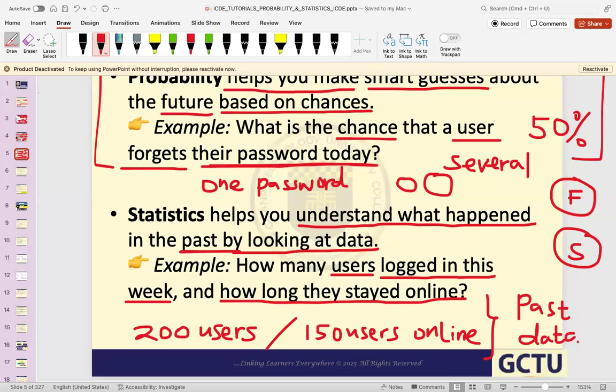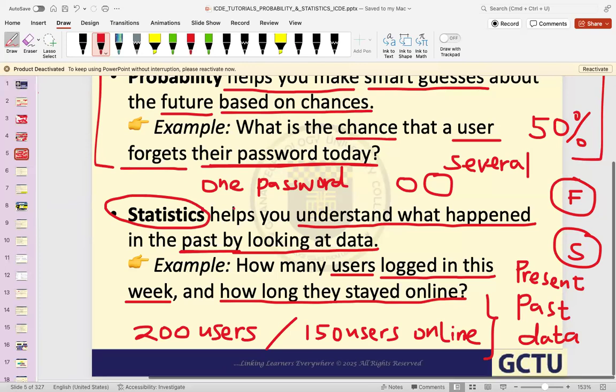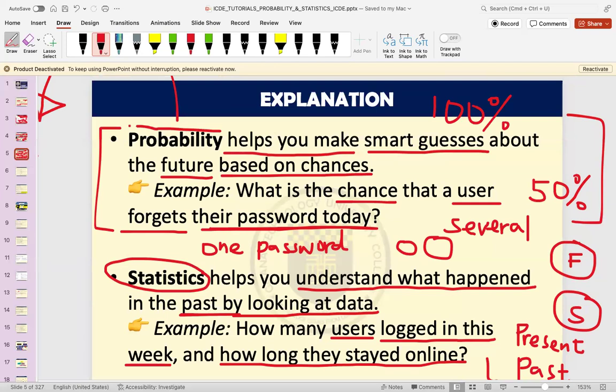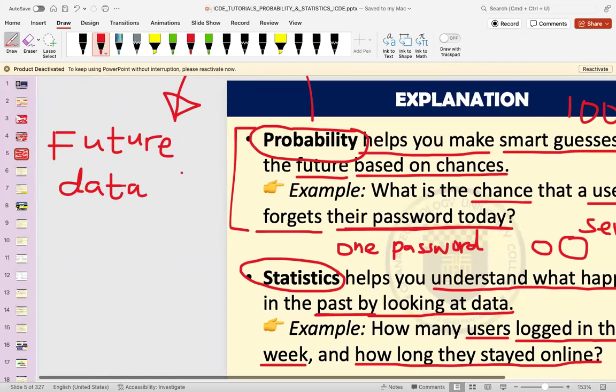Statistics also works best on past data or present data and not future data. So it's like the yesterday, today, tomorrow example I gave. Present data today, past data yesterday can be best analyzed using the tool of statistics. But when it comes to probability, the best data you can use to apply the tool of probability is called the future data.